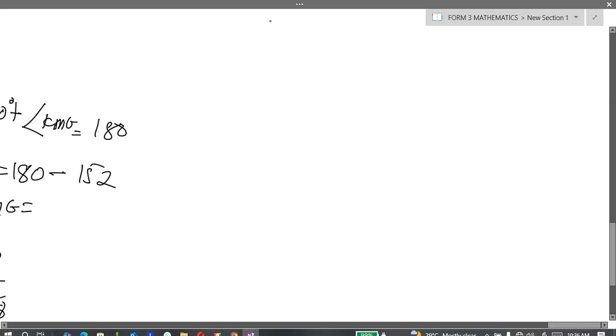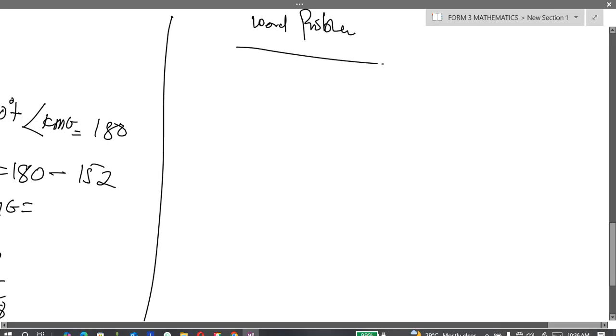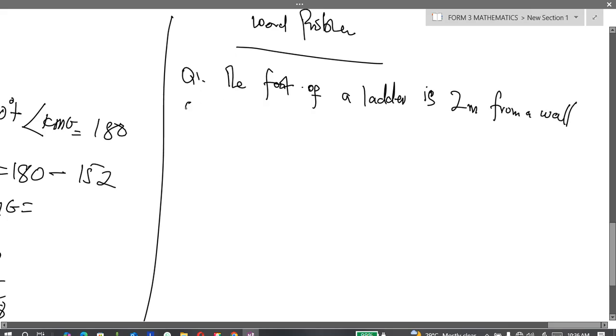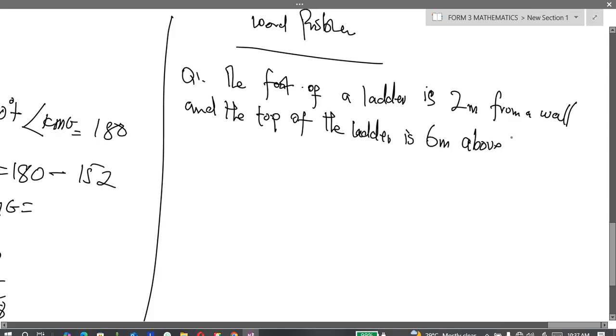Okay, so word problems. The foot of a ladder is 2 meters from a wall, and the top of the ladder is 6 meters above, some will say above the ground. Calculate the length of the ladder.